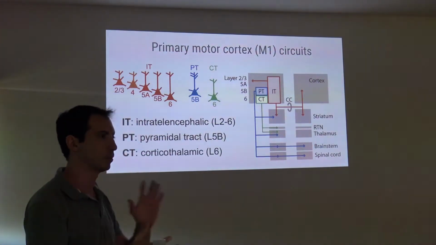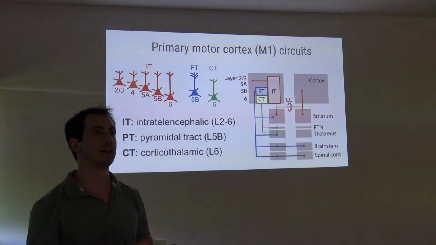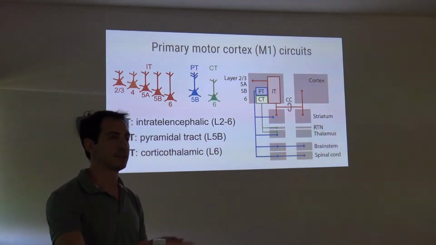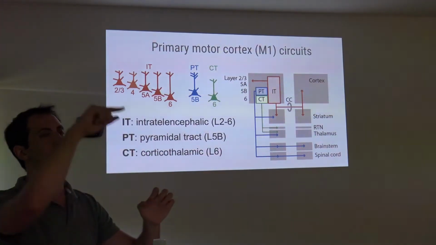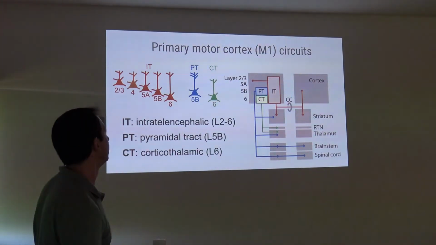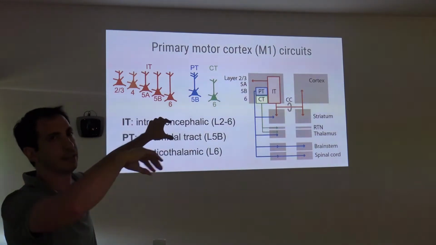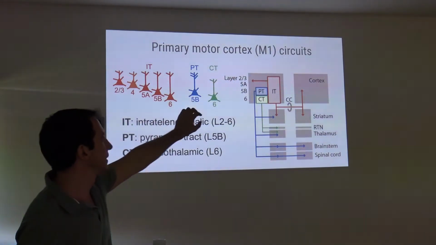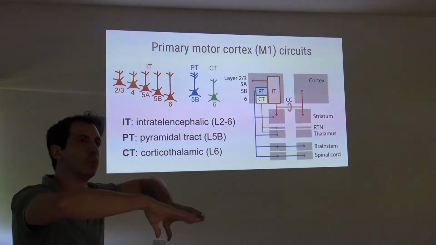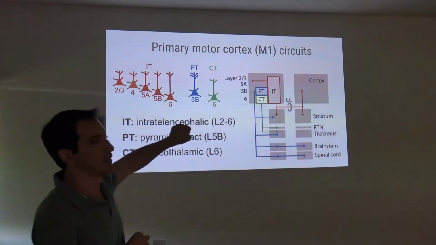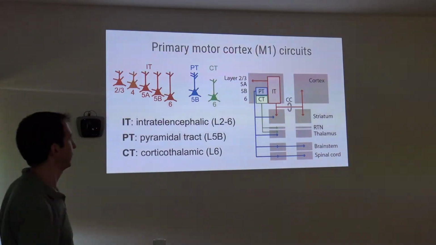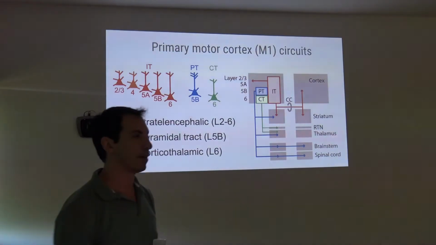So thalamus is an important region we were talking about before. It provides inputs from the external world into the brain, and these are cells that project back. So they form a loop between what's happening in the cortex and the inputs to it. So you see in the diagram again that these IT cells are located across all layers. The PT cells are only in layer 5B, so they're very specific to this part of cortex. And the CT cells are only in layer 6.